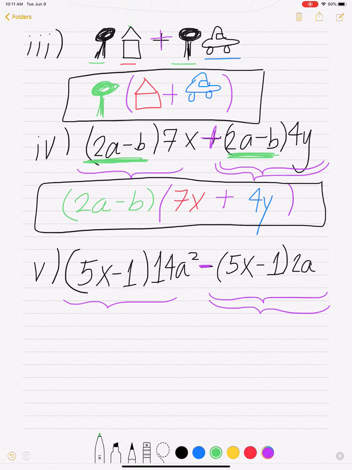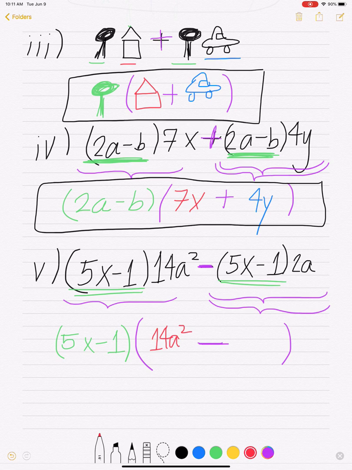So what's in common? What's the big tree here? 5x minus 1, right? That's in common between these terms. I'm going to take out 5x minus 1 out front. We're going to have a purple pair of parentheses, and notice we had a minus between these two big terms. So I'm going to put a minus here. What times green 5x minus 1 gives you 5x minus 1 times 14a squared? Well, obviously, 14a squared. Then after that minus sign, what times 5x minus 1 will give me 5x minus 1 times 2a? And the answer, of course, is 2a.